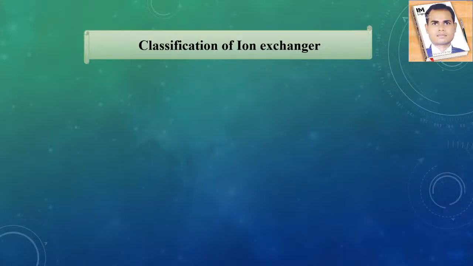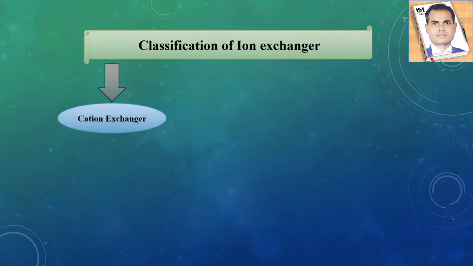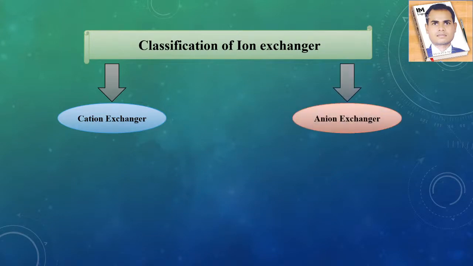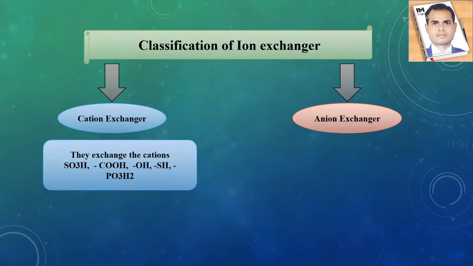In this video lecture, we are going to see the classification of ion exchangers. We can separate a particular component from a mixture by using an ion exchanger, or we can say resins. They have a high molecular weight. They can be classified into two types. The first one is the cation exchanger, and the second one is the anion exchanger. In the cation exchanger, they exchange cations.